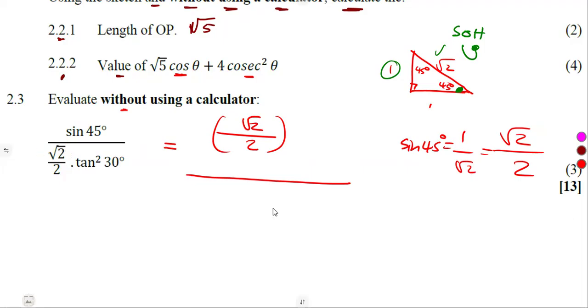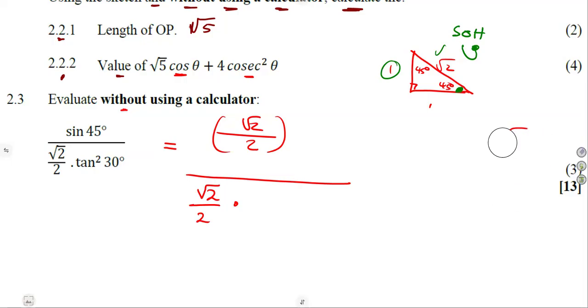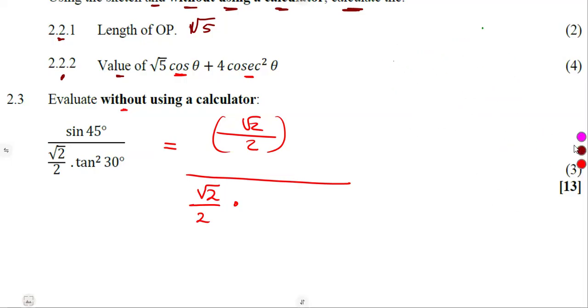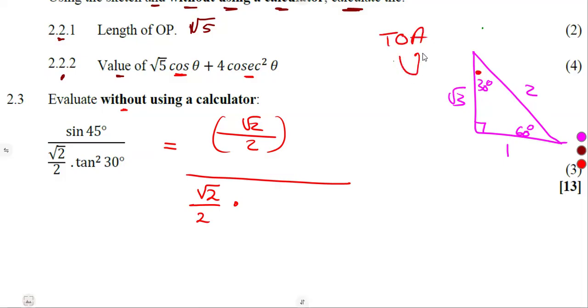This square root of 2 over 2 is going to remain as it is, times the tan of 30 degrees, squared. So for the tan of 30, there is another diagram that we're going to need where the 30 degrees is. From our special angles, or you can just use your calculator, like I said, no one is going to know that one. So if this is 30 degrees, this is 60 degrees, this is 1, this is 2, and this is square root of 3. Where you've got the 30 degrees, tan, SOHCAHTOA, opposite over adjacent. So that's 1 over the square root of 3.